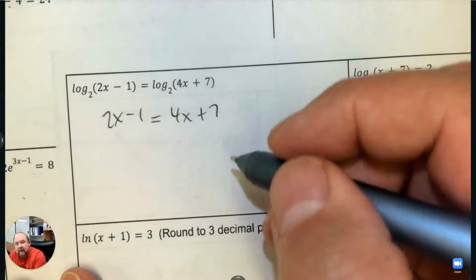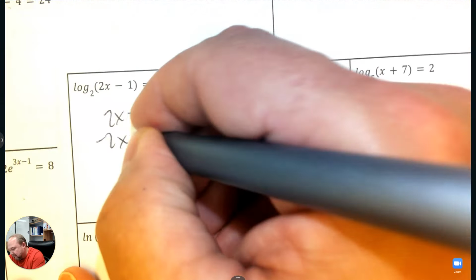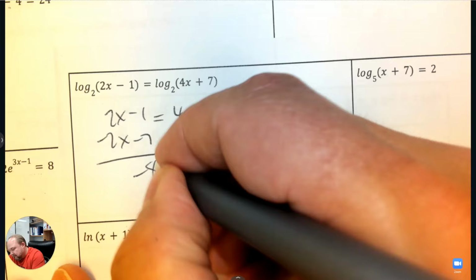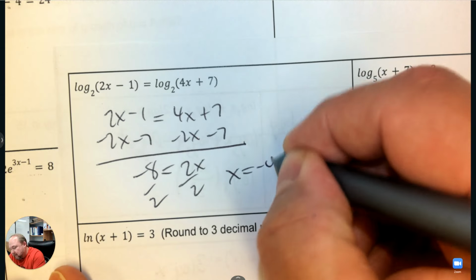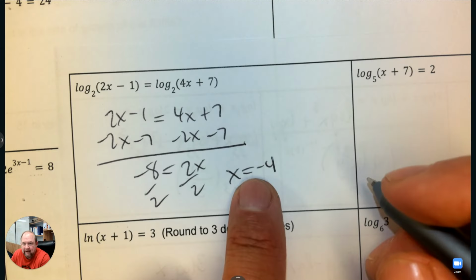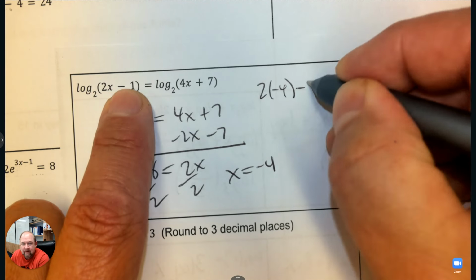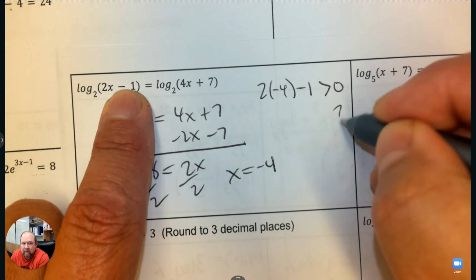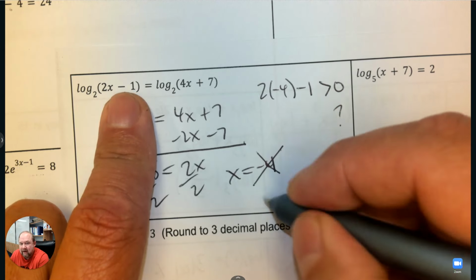Some more logarithmic equation. Again, make them equal to each other. We're going to subtract 2x. I'm going to subtract 7. And then divide by 2. So when I do the work, I get x equals negative 4. When I plug in 2 times negative 4, take away 1, is that greater than 0? And the answer is no.